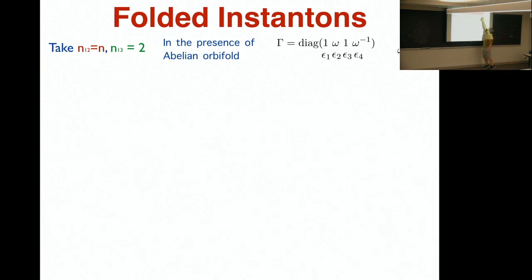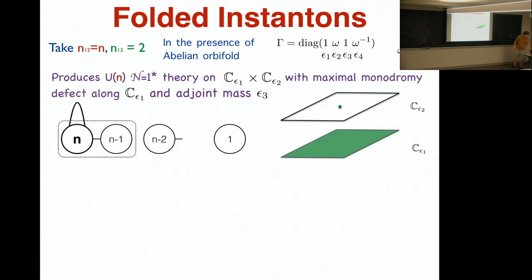We just add a singularity in the 2 and 4 subspace. Well, now the observer on the 1, 2 plane sees the following theory. He or she sees N=1*, so it's a theory with eight supercharges with adjoint matter in five dimensions in the presence of the defect.